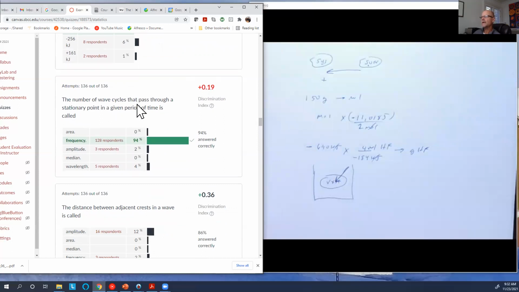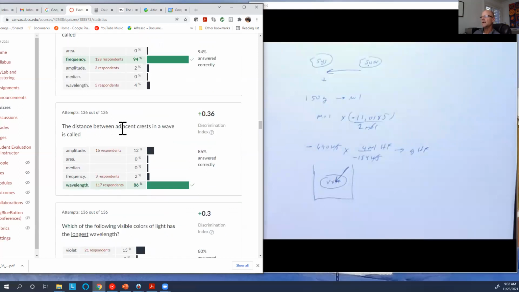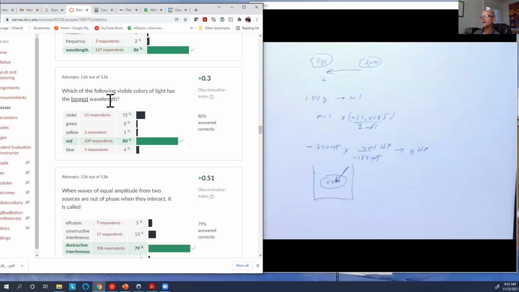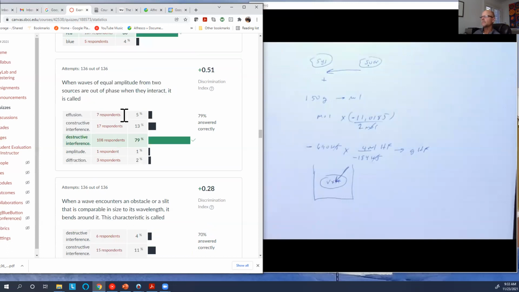The number of wave cycles that pass through a stationary point in a given period of time is called the frequency. Most of you got that. Very good. The distance between adjacent wave crests is called wavelength. Most of you got that. Which of the following visible colors of light has the longest wavelength? Red. So red is the long wavelength end of the spectrum. Violet is the short wavelength end. Okay, so a few of you got that one wrong.